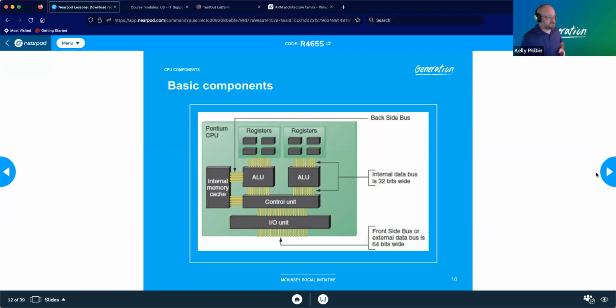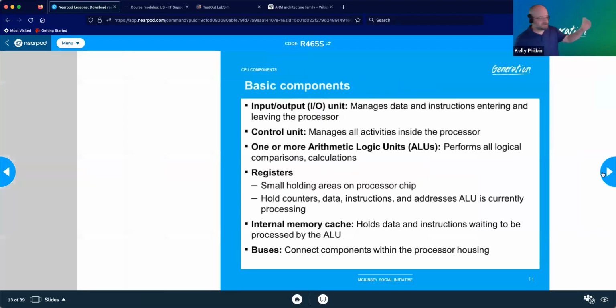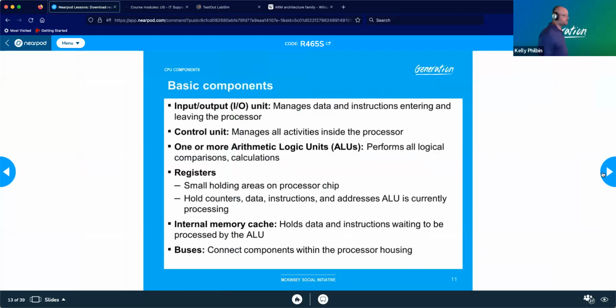And it's all broken down here on the next page. You have your IO unit, which manages data and instructions entering and leaving the processor. Your control unit manages all the activities, so it's kind of like the traffic cop. The ALUs are the arithmetic logic unit, excuse me, and that performs all the logical computations. And then your registers are kind of like small little holding areas.